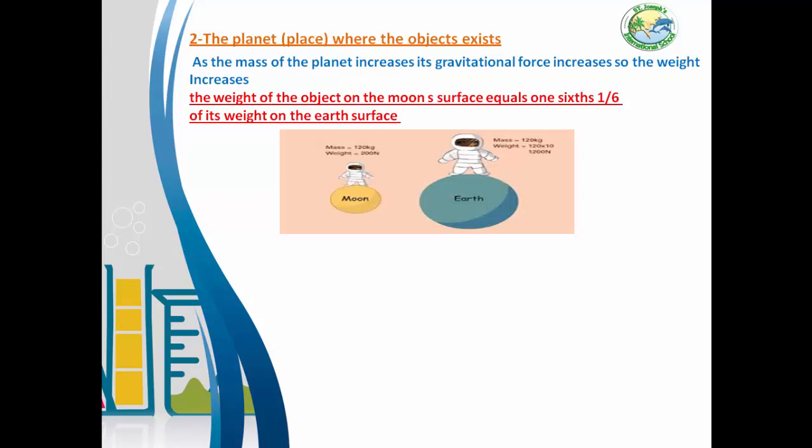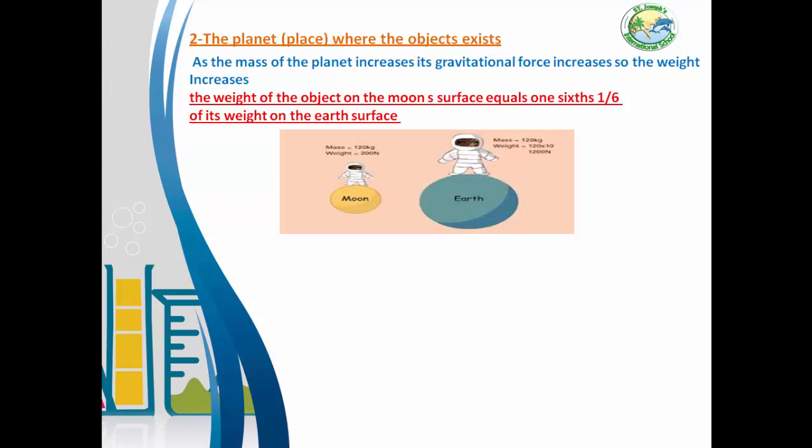We can give a reason question here. Give reason: the weight of an object on the moon is smaller than its weight on Earth. Who can answer this question? The answer is because the mass of Earth is greater than the mass of the moon. And as the mass of the planet increases, the gravitational force increases, so weight will increase.